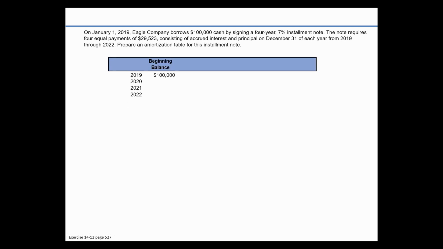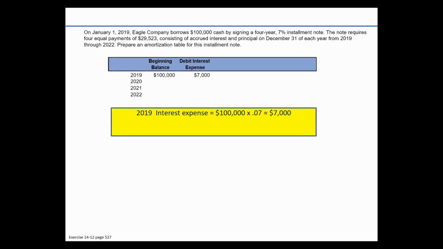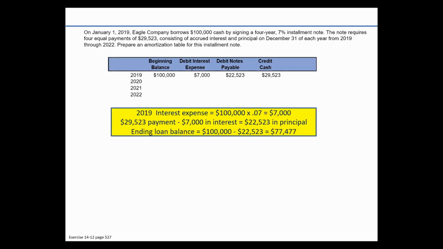the installment note. First of all, we want to figure out what the interest expense would be, and so we'll figure that out by taking the beginning balance multiplied by the interest rate, which in this case is 7%. So in 2019, the amount of interest expense would be $7,000. To figure out the principal, you take the amount of the payment, which is $29,523, and subtract the interest expense of $7,000. That gives you that you are paying off $22,523 of principal. And so the ending principal balance on the loan is $77,477.